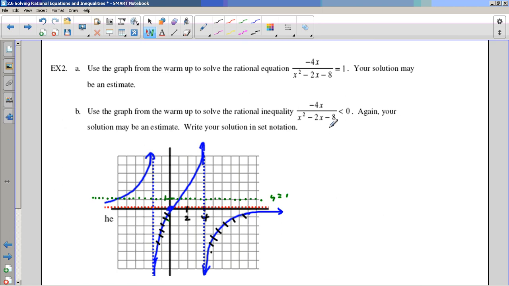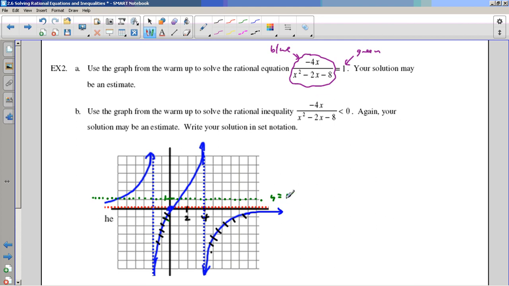Use the graph from the warm-up to solve the rational equation. Your solution may be an estimate. So I've copied this, but you can just look up. I can't just look up on my sheet. Here's a copy of the graph, and I know it's kind of a nice copy, but what I did, the blue is the left-hand side, and the green is the right-hand side. I mean y equals this, y equals that, is what I'm graphing on there.